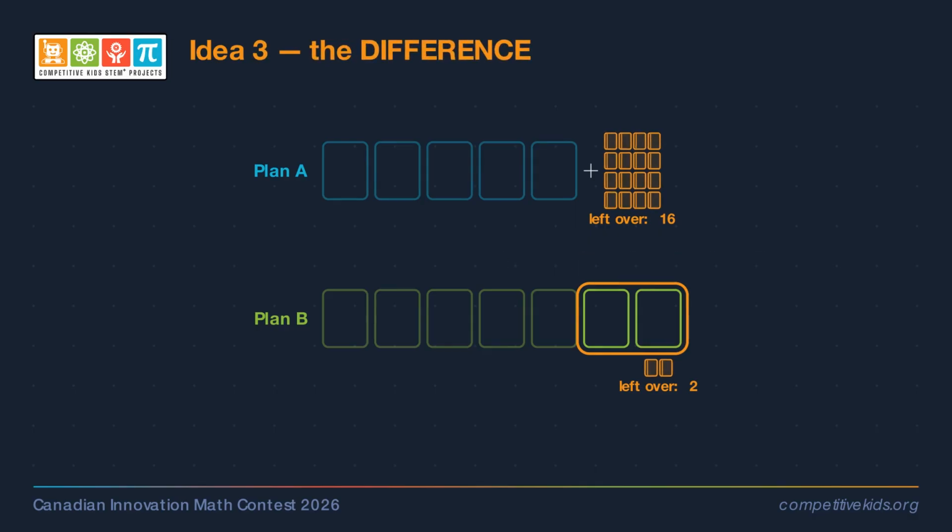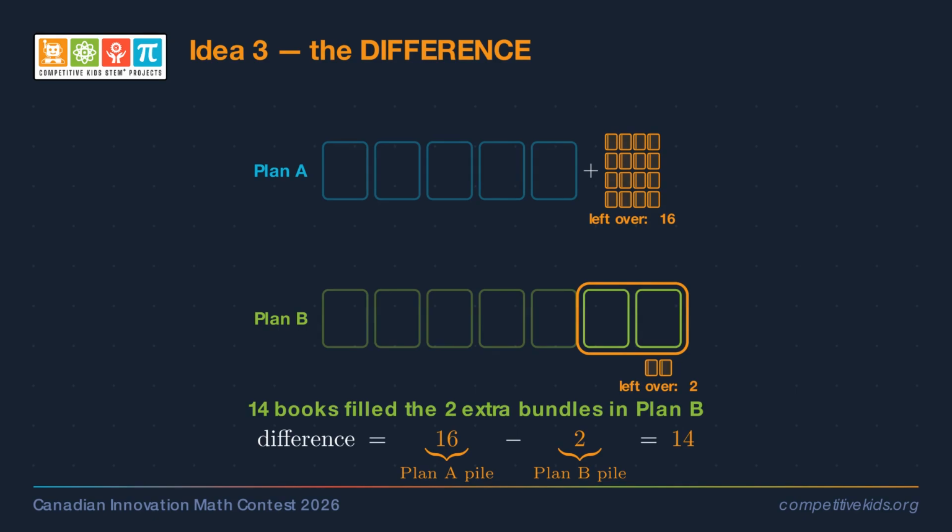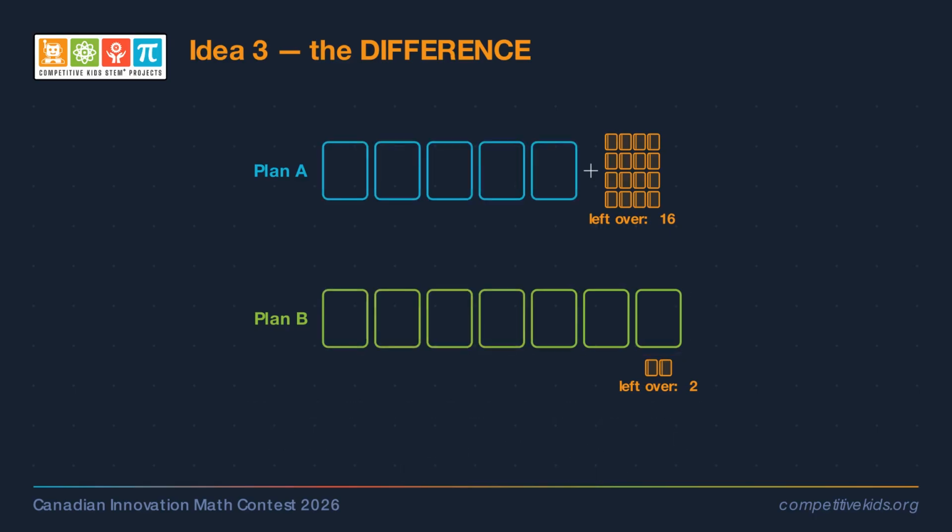Here is the new idea. This time, both plans have leftovers. So how much more did Plan B put into bundles? Plan A had 16 left over. Plan B had only 2 left over. The difference is 16 minus 2. That is 14 books. Those 14 books filled the 2 extra bundles in Plan B.